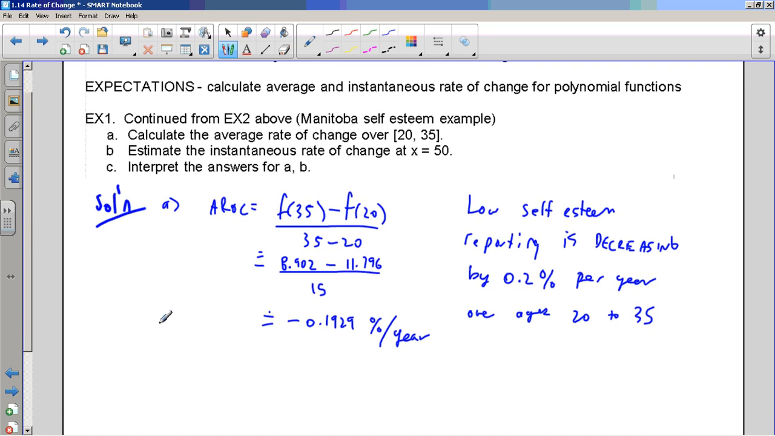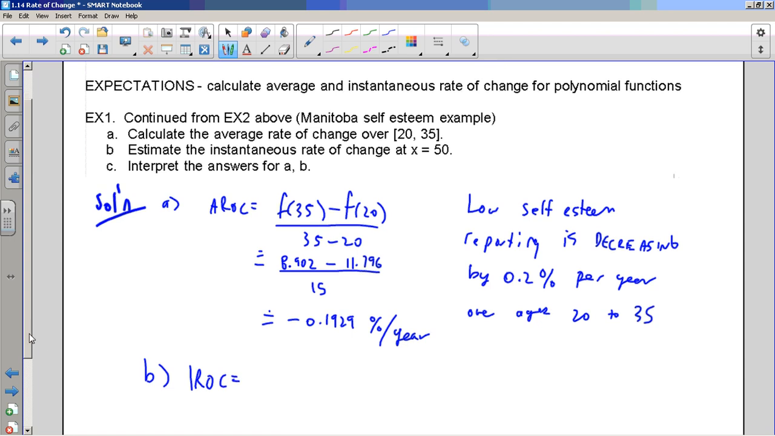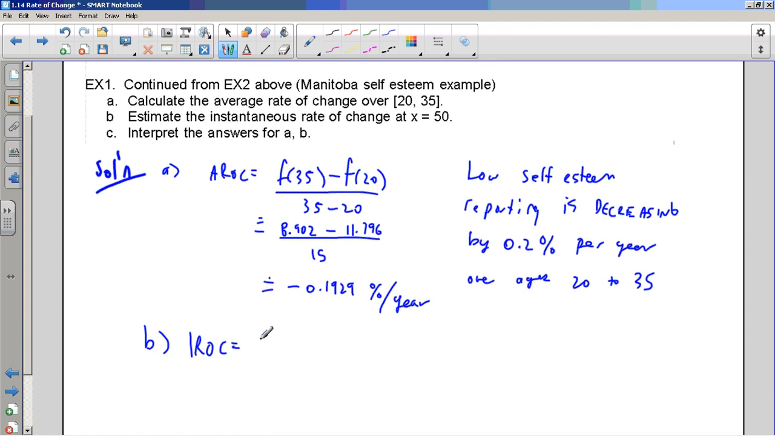Dandy. Part B, estimate the instantaneous rate of change at x equals 50. So notice one thing that we could do is exactly what we saw before, and I'm going to write down my new fancy formula again, right? Where this h is as small as I possibly can have patience for. And I'd pick x as 50 and h as whatever. And so I could do it the same way.